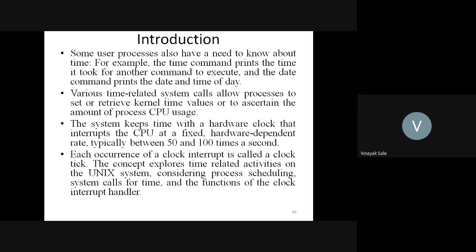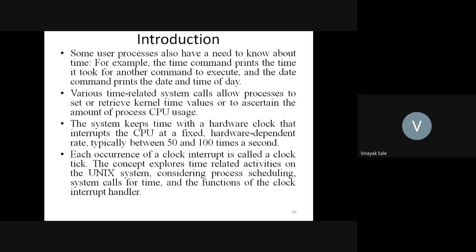Each occurrence of the clock interrupt is called a clock tick. So this concept explores time-related activities on the Unix system: process scheduling, system calls for time, and the functions of the clock interrupt handler.